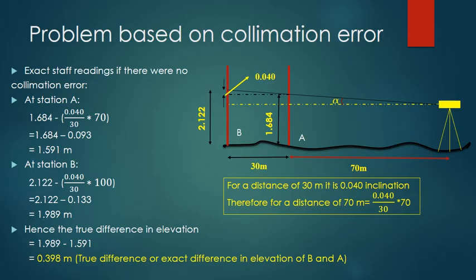So now we can say that there is no error here. We have already subtracted the value of the error, or we have already corrected the error in both the stations where the staff reading was taken. So this should be our true staff reading, and the true difference in elevation is also correct, and it is equal to our true difference or the exact difference in elevation, which was found out by subtracting both the reduced levels of A and B.